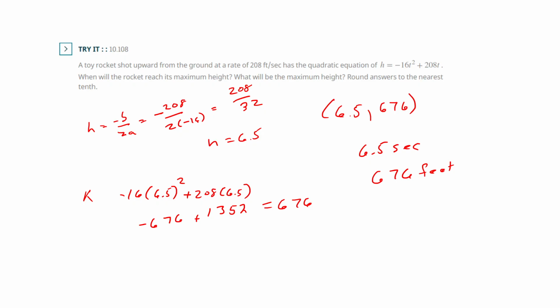Okay, there weren't a whole bunch of those, but they're always exactly the same. All you have to do is find the vertex, and by finding the vertex, you know the time and the maximum height.